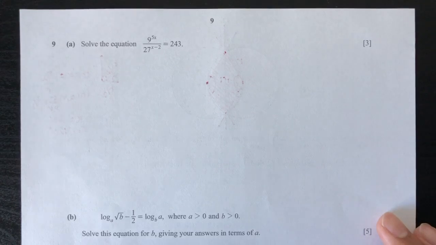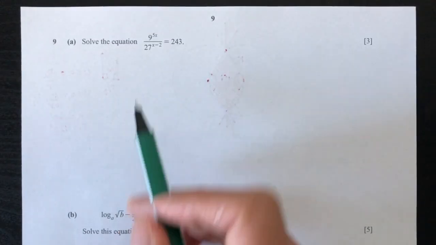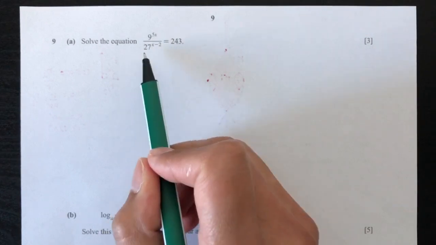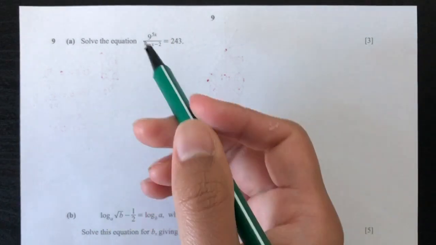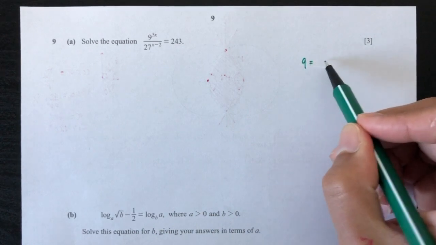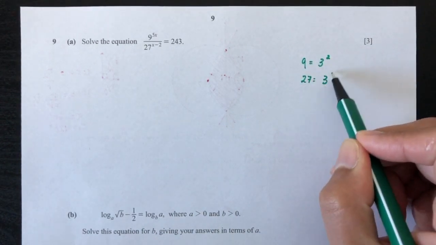Now let's move on to question number 9. Solve this equation. So here we have 9 power 5x, 27 power x minus 2. From observation, you should know that 9 can also be written as 3 power 2. 27 can also be written as 3 power 3.